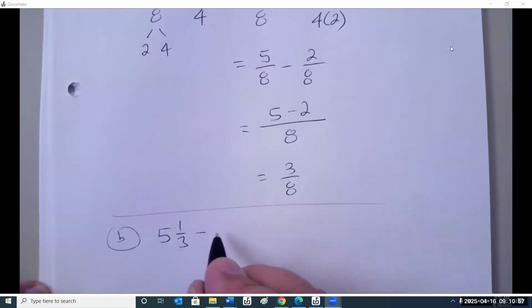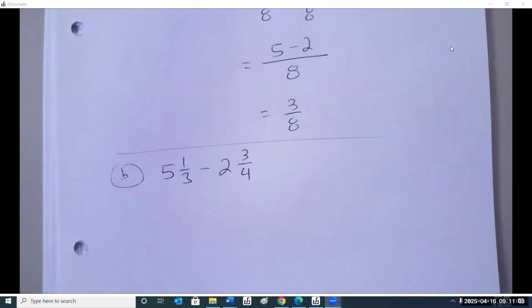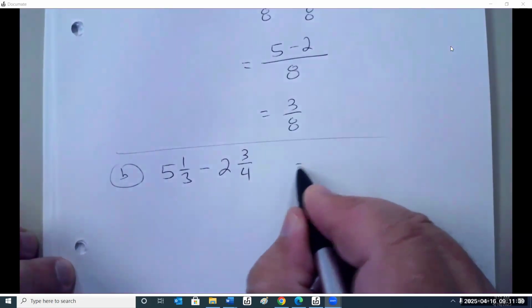Five and 1/3 minus 2 and 3/4. Again, you can do it either way you want to. You can convert it to mixed numbers or improper fractions first, or leave it as mixed numbers, whatever you choose. Which one do you propose? Let's do it both ways.